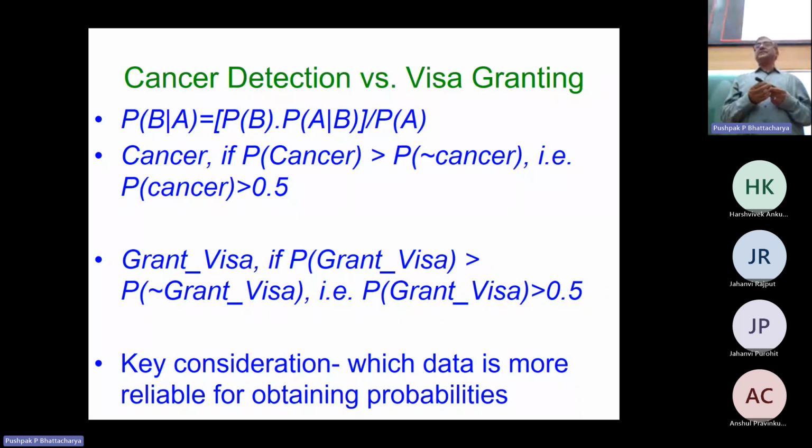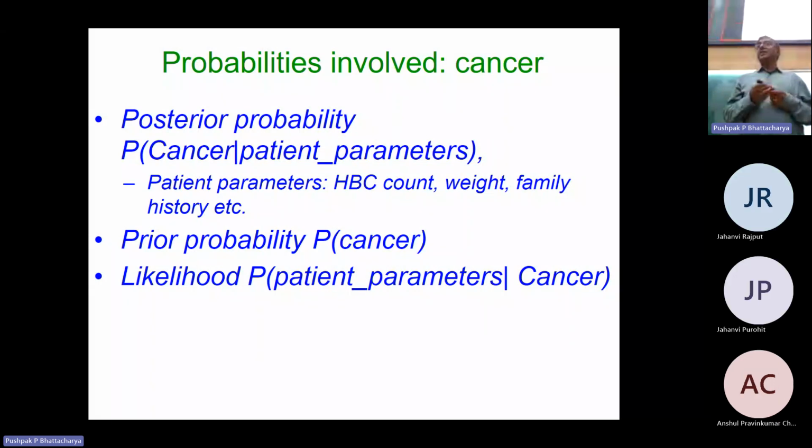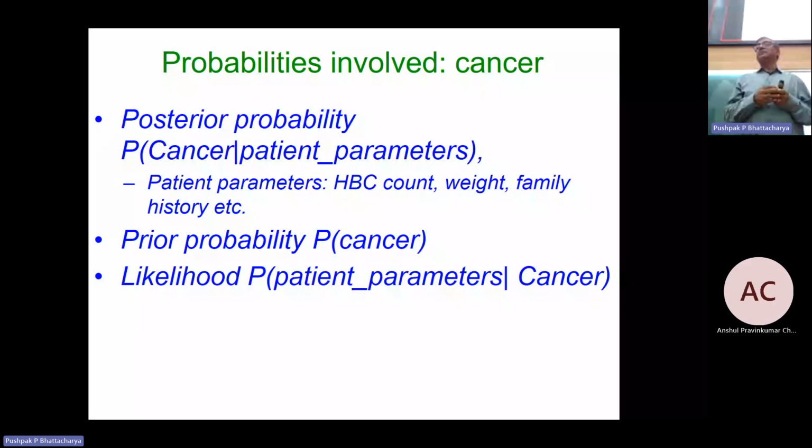Let's examine this further. So the posterior probability we're dealing with is of this form. Probability of cancer equal to yes or no, that is the decision. I've written a shorthand here. Probability of cancer given the patient parameters. The patient parameters are, let's say, hemoglobin count, weight, family history, age, and so on. Prior probability is just probability of cancer, no conditioning there. And the likelihood is probability of patient parameters given cancer. So given cancer, we observe parameter values.